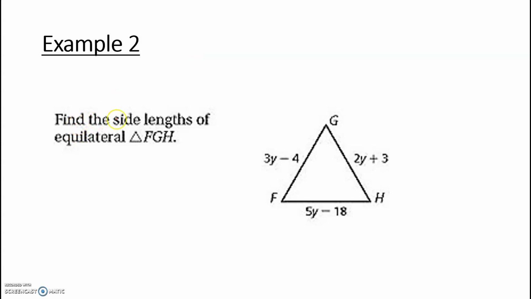So example 2 says find the side lengths of equilateral. So they gave you a little vocab here. There's nothing marked in that picture, but here they tell you all the sides are equal. So you know this side equals this side and this side. There's 3. Pick 2. So I'll pick the top 2. 3y minus 4 has to equal 2y plus 3. That's why it's equilateral. We'll subtract 2y. So we got y minus 4 equals 3. And we'll add 4, y equals 7.